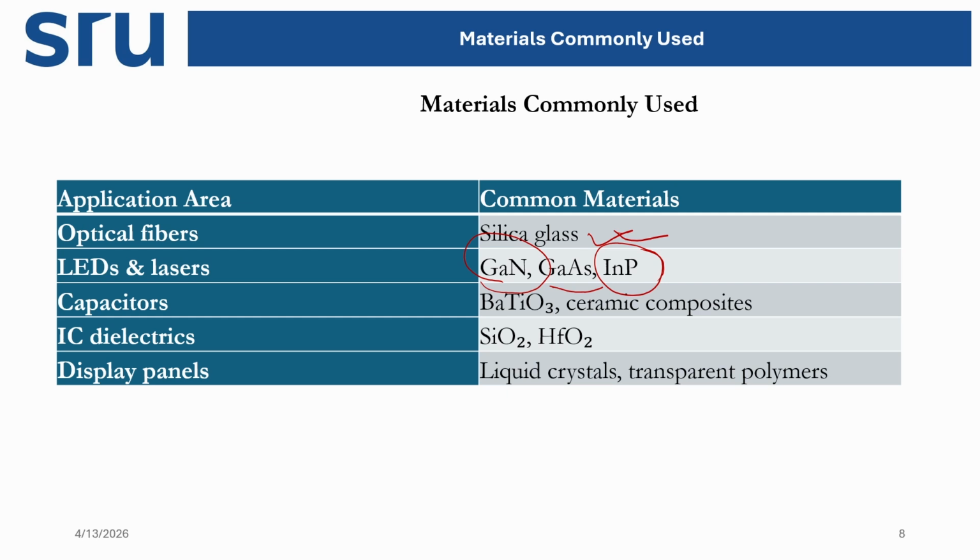And for capacitors, we use a dielectric substance between two conductors. Normally barium titanate is used, and also some different kinds of ceramic composites have been used in capacitors. For IC dielectrics, SiO2 or hafnium oxide has been used. And for display panels, liquid crystals or transparent polymers have been used.